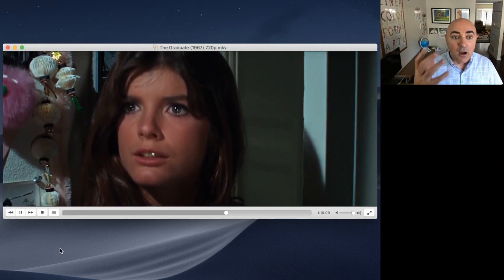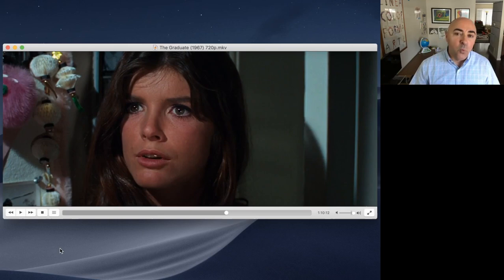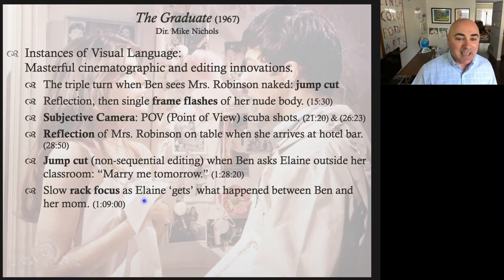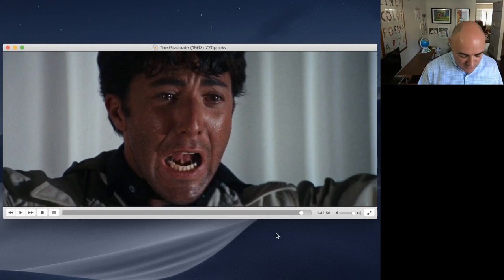Oh, shit. Right? She gets it. So what is happening here? This slow rack focus represents Elaine getting what happened between Ben and her mom. Here we are. Let's watch the scene. Look at the close-ups. Pay attention to what they mean.